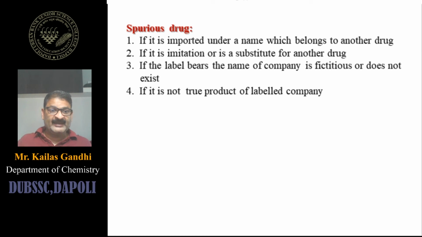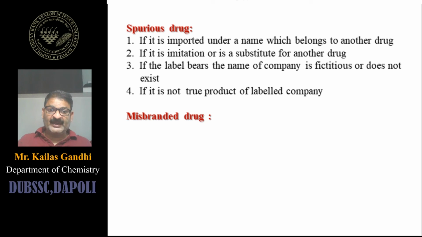Next, there is a label of a company which is existing, but that existing company cannot produce this drug. Where deception is done, all these drugs are considered as spurious drugs. Okay, next term is a misbranded drug.